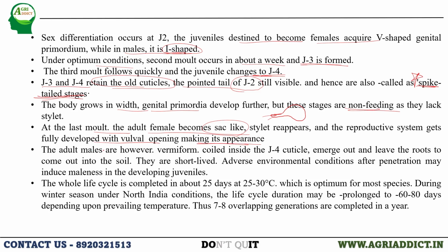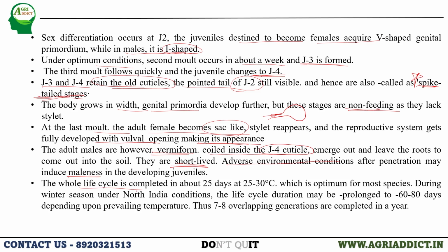Whereas the males which are present in the root system start assuming the shape of vermiform, and they are coiled inside the J4 cuticle, and they start emerging out and leave the roots, and enter into the soil system, that is the outer environment. But one more drawback is that the males are short-lived in nature. And as I explained, adverse environmental conditions after penetration will sometimes cause them to form into males. Only males will be formed in such extreme conditions.